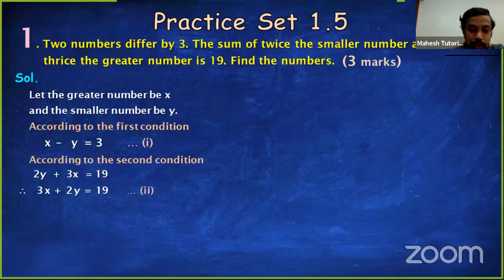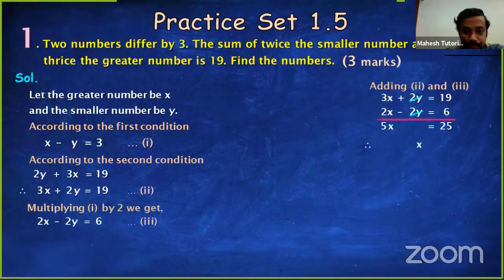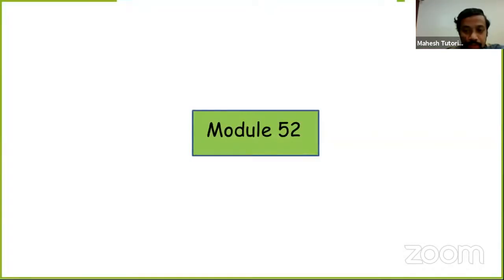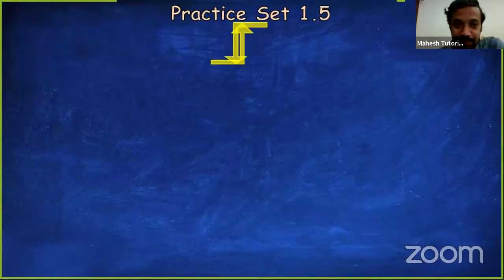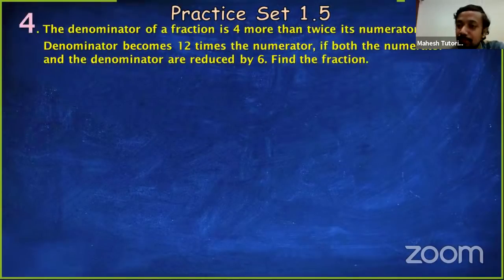All right. Stop writing, students. Now moving towards the next sum, students. Practice set 1.5. Main question number 4. A sum carrying weightage of 3 marks. Now students, I want every one of you to read the question.